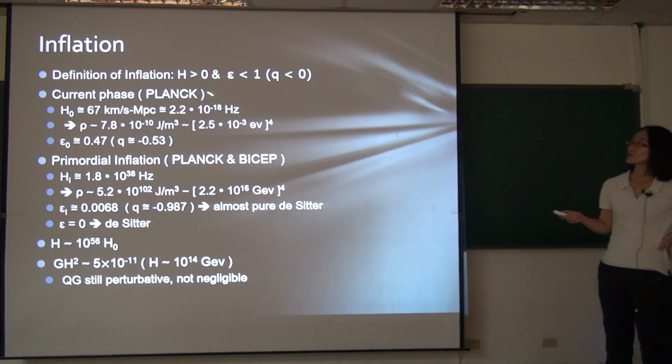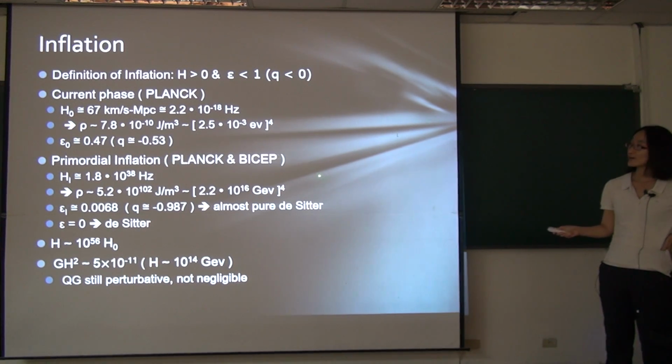And here is the inflation. What does inflation mean? It means you have a positive value of the Hubble parameter and a negative value of the deceleration parameter. So this is an accelerating expanding space-time. And our current phase is also accelerating expanding. You can see from the Hubble parameter, the current Hubble parameter is positive, even though it's very small. And you can also see the deceleration parameter is a negative value.